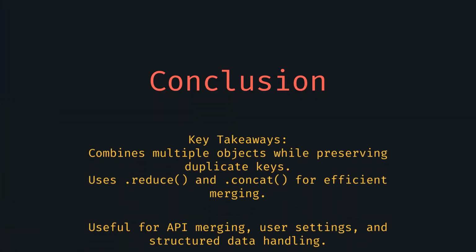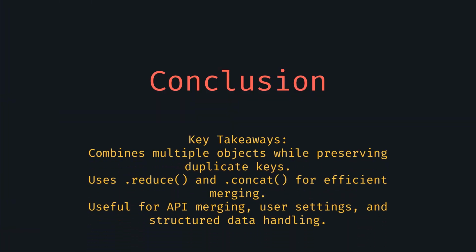This wraps up our lesson. We've learned how to merge multiple objects dynamically, ensuring that values are preserved and concatenated correctly. This technique is extremely useful when working with structured data, merging API responses, and combining user settings dynamically. Try using these in your projects.